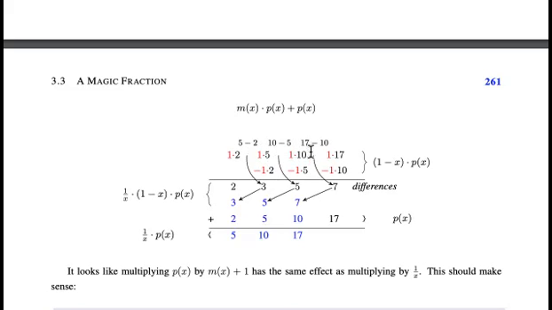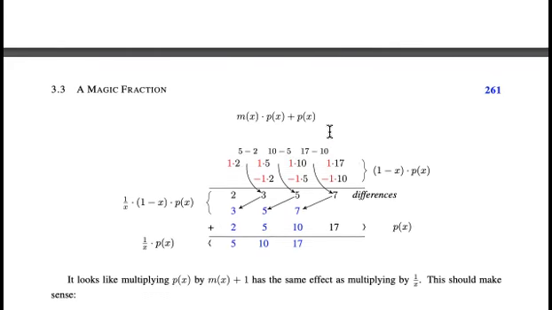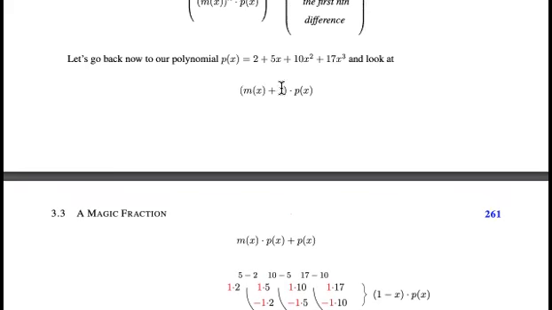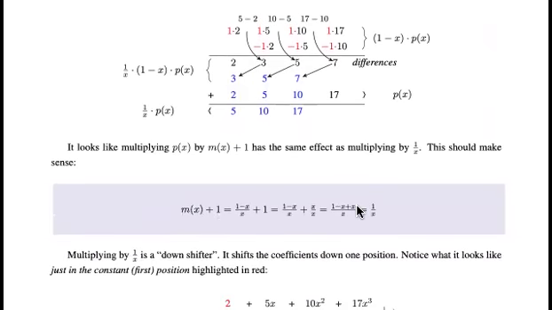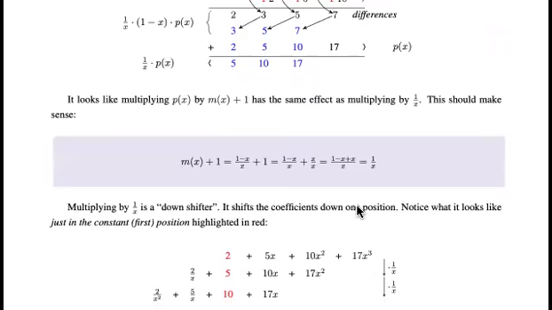And 7 is the difference here, so 7 plus 10 gives us 17. That's essentially what we're doing: taking the differences and adding them to the sequence, which moves us forward in the sequence. So if we multiply by m of x plus 1, we've taken our sequence and just shifted it up, moving further into our sequence. All right.